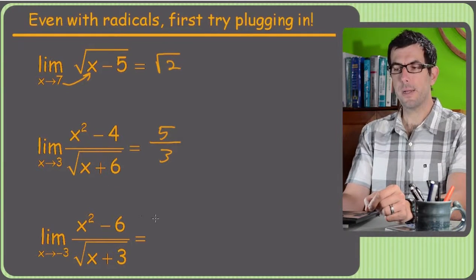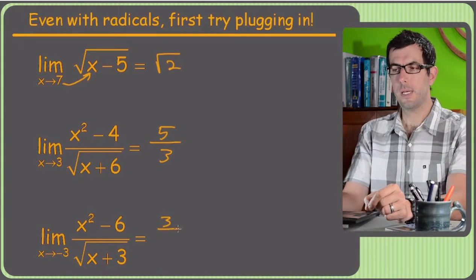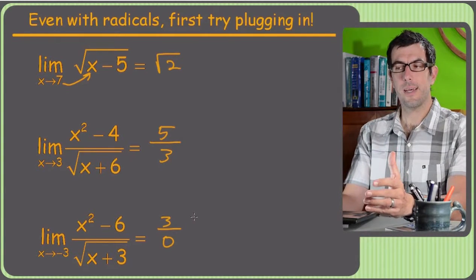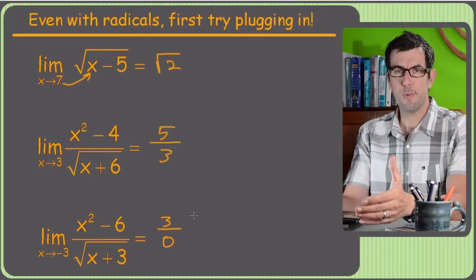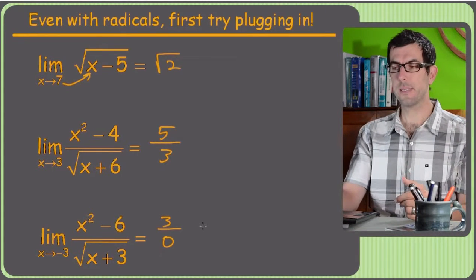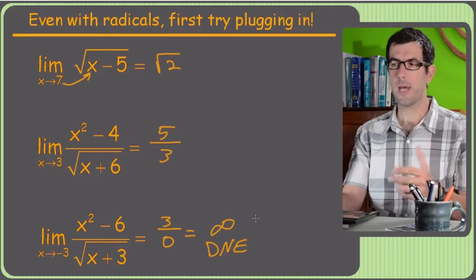Something similar will happen. Here we'll get negative 3 squared is 9, 9 minus 6 is 3. Downstairs, oops, 0. All right, so this one, we're done, but what's the deal? Dividing by 0 is actually okay in a limit problem, right? All that means is the limit is infinity or does not exist. Depends what your teacher wants you to write as to how you would write that down.